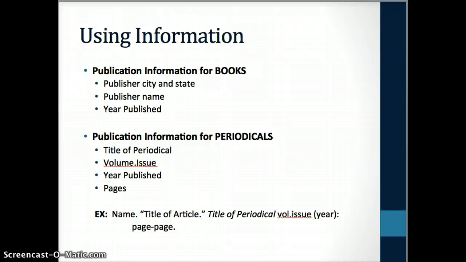For periodicals, it depends upon the type of periodical you're citing. Newspapers are different than magazines, are different than academic journals. So you need to make sure that you know what kind of source you're citing before you cite. For journals, you're always going to need a volume and an issue number. For magazines, you're going to need the date. For newspapers, you're going to need the date. So you can see here an example of how this works for a journal article.